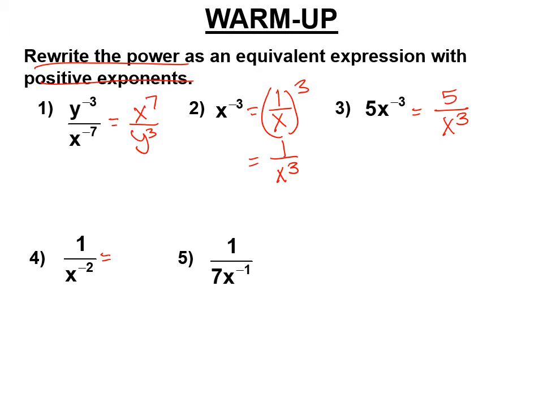Number 4, the negative exponent, wherever it is, flips and becomes positive. So it's that, but we're going to write it as x squared. Same thing here. The coefficient 7 stays on the bottom, and then x to the negative 1 goes up top, and that's x over 7. Coefficients, and anything without a negative exponent, is going to stay where it is.